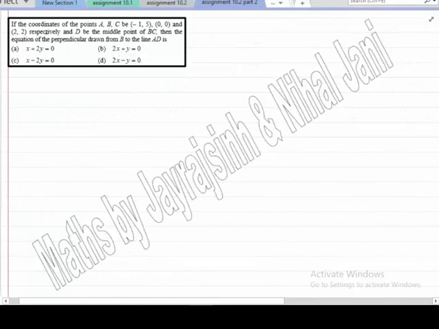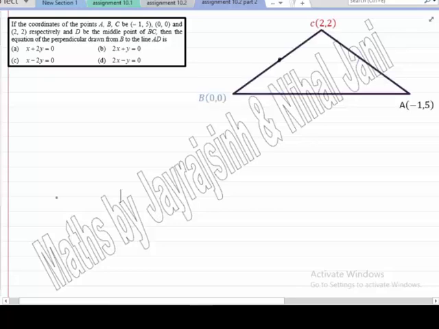In this question, we have one triangle having vertices A, B and C. The coordinates are (minus 1, 5), (0, 0) and (2, ...). So first of all, let's draw the triangle. Here it is. Okay. Now, D is the midpoint of BC.